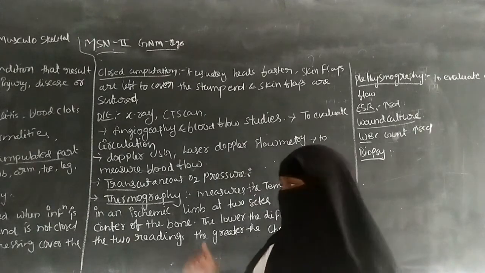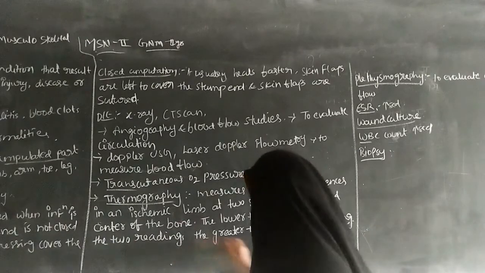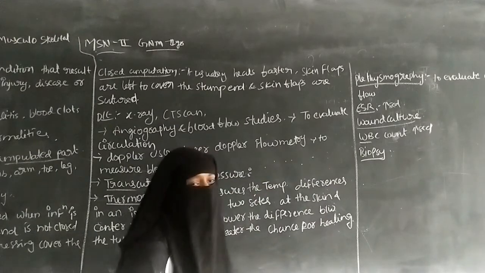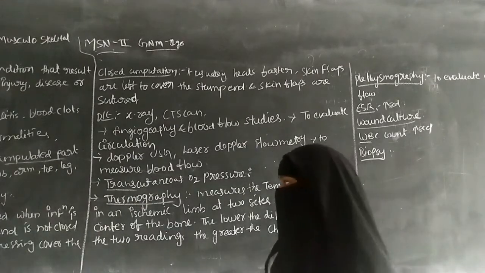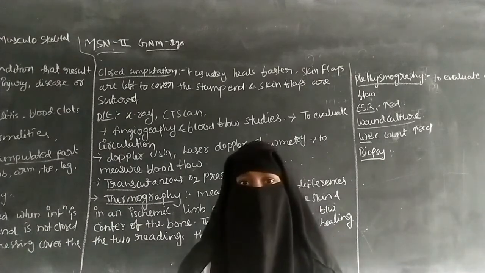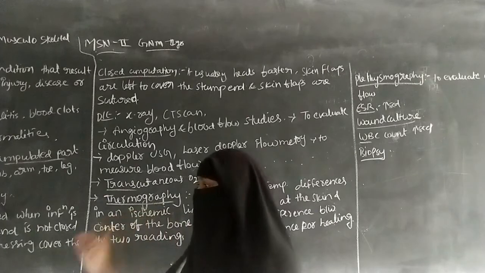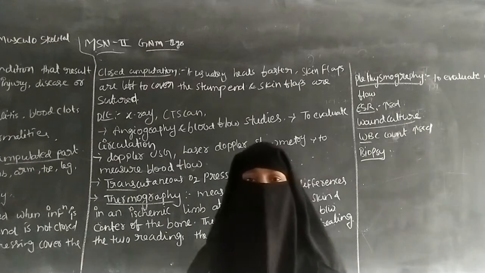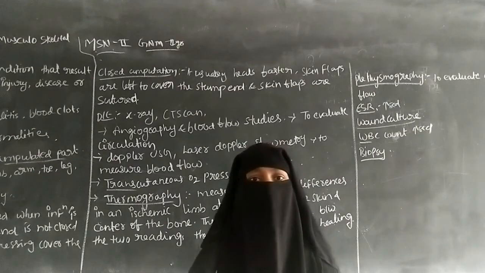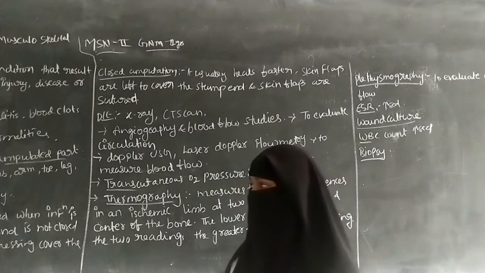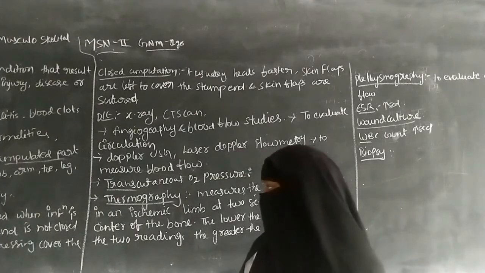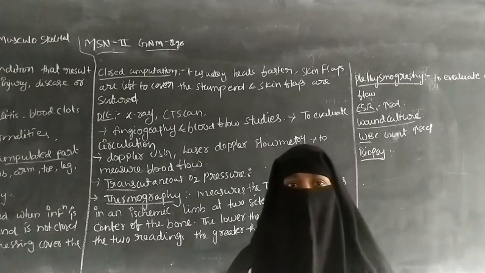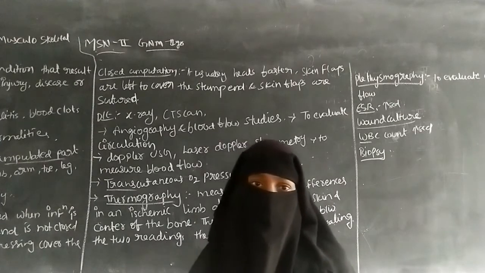If the temperature is low, there is a greater chance that the healing process will occur very fast. If the temperature becomes high, the healing becomes late. So whether the healing is occurring normally or not, we can identify by thermography. By thermography we can measure the temperature of the skin and the bone. Whether the temperature between the skin and the bone is normal or not, we can identify by thermography. If the temperature is low, there is a greater chance of healing.